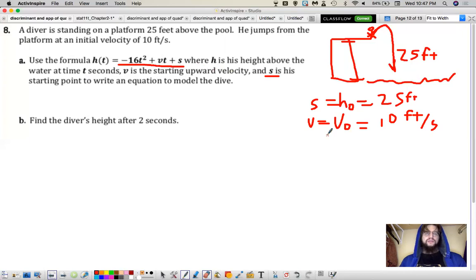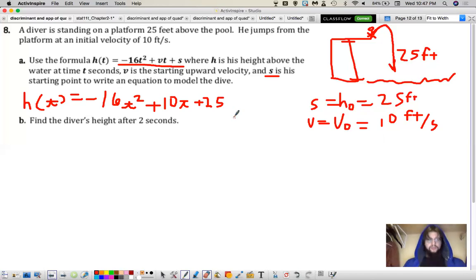Write an equation. Oh, they just want the equation. So plug in the numbers. H of t equals negative 16 t squared. Let's see, initial velocity of 10 feet per second. And initial height of 25 feet. So that's part A. Part B, use that to find the diver's height after 2 seconds.